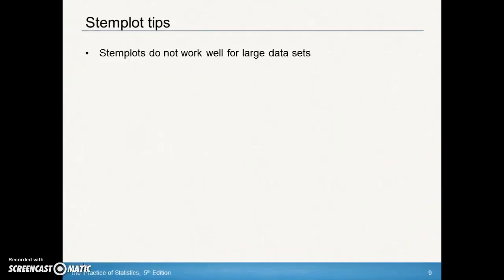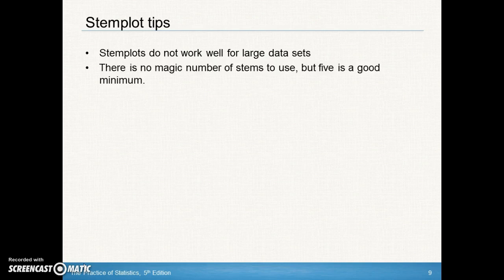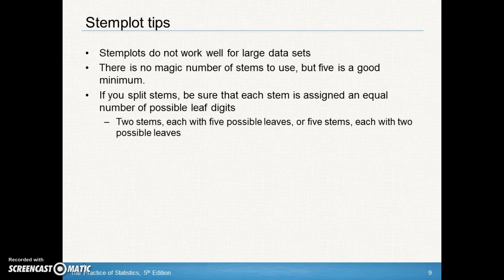A few tips about making stem plots. So stem plots don't work well for large data sets because it's just too much to capture all of the individual stems and leaves. So use those at your discretion for a relatively small data set. There's no magic number of stems to use, but 5 is a pretty good minimum. So if you have fewer than 5 stems, you're definitely going to need to split stems. And if at any point you have more than 5 stems, but you don't think that it gives you a good representation of your data, you can always split stems there as well.